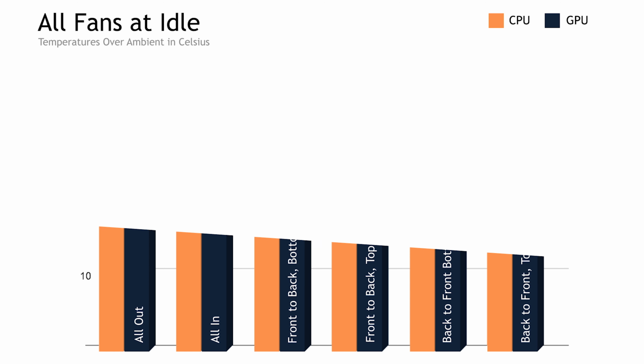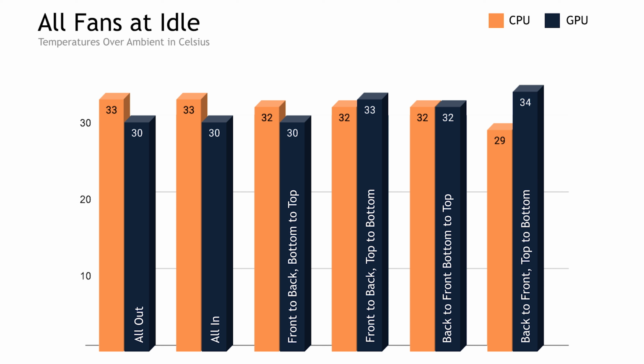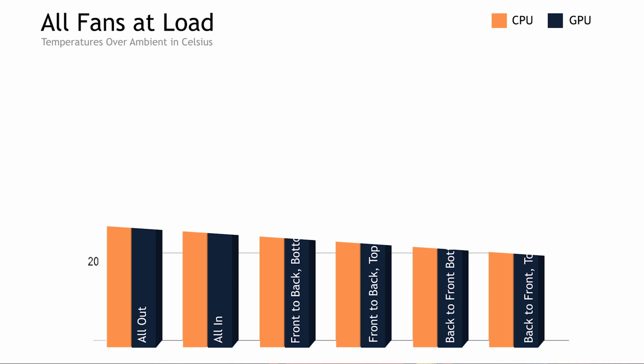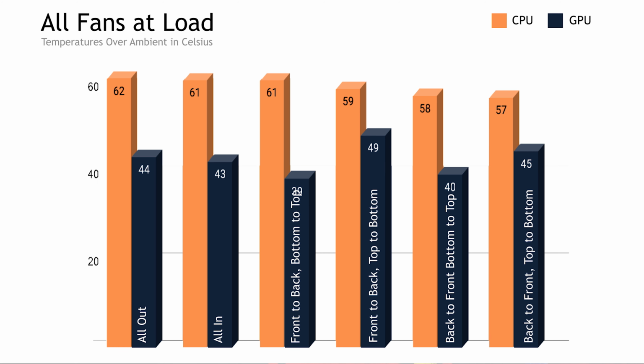Here's the chart at idle. You'll notice the configurations that have the airflow from top to bottom tend to have higher temperatures in the GPU, presumably because the heat from the CPU is being blown down onto the GPU. When we put a load on both the GPU and CPU, we have these results.